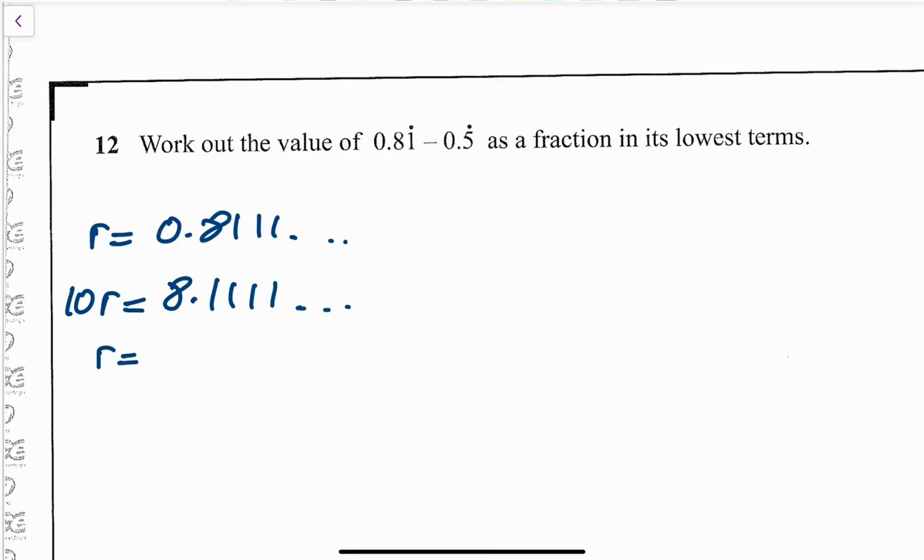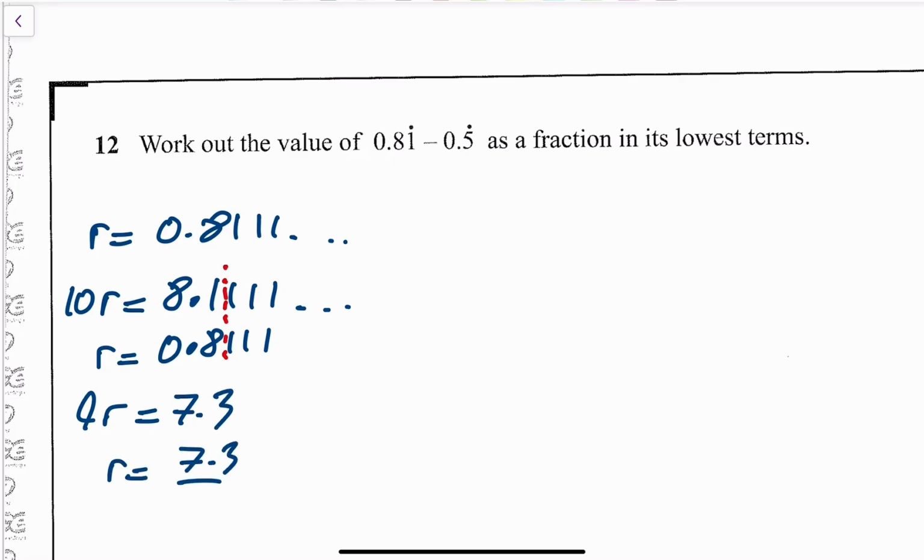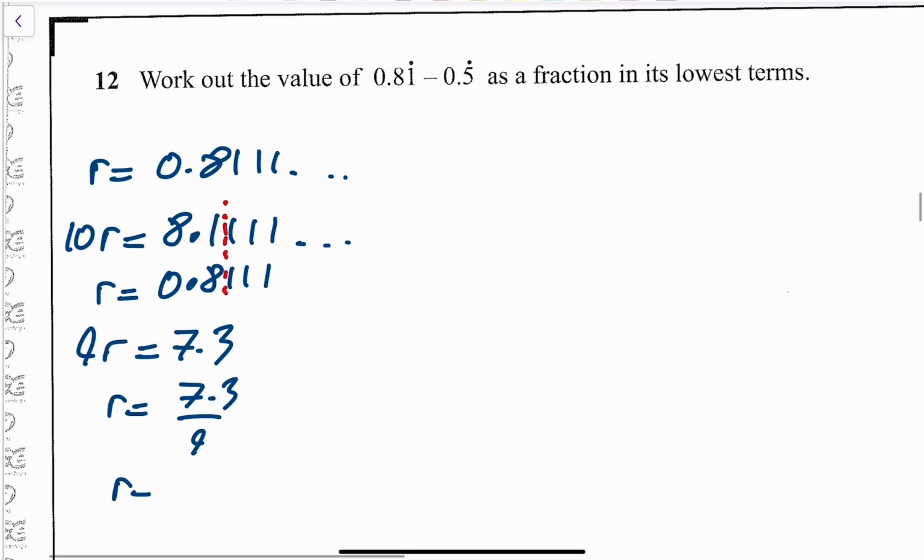Write down the r underneath it, lining up the decimal points, and then subtract. You'll get 9r, and subtract over here. What happens? All these digits disappear, so it's just 8.1 minus 0.8, sorry, which is 7.3. My r then equals 7.3 divided by 9. Let's make that a little bit prettier. That's 73 over 90, okay?